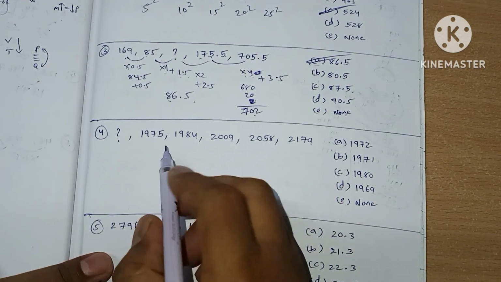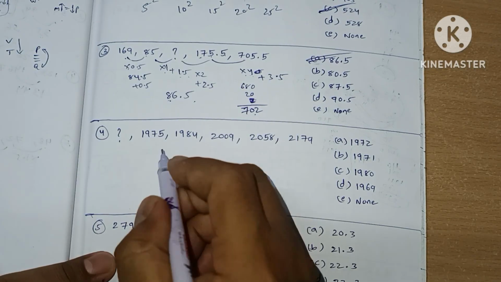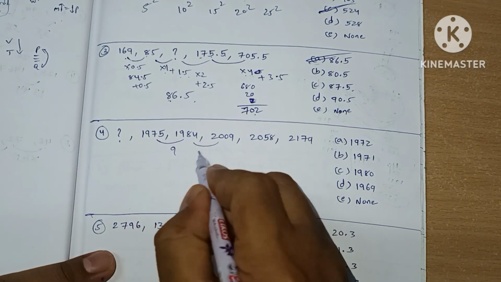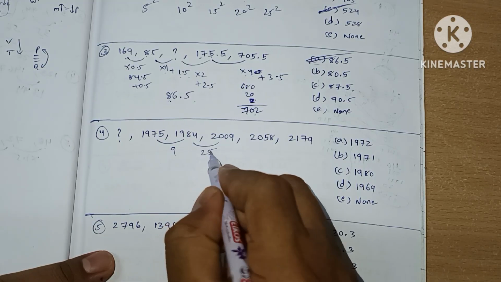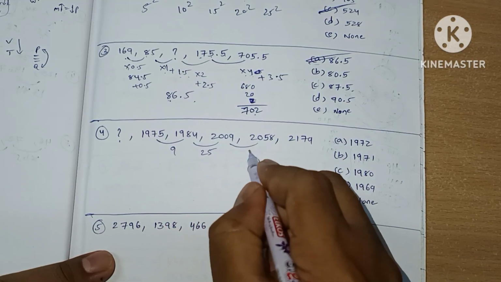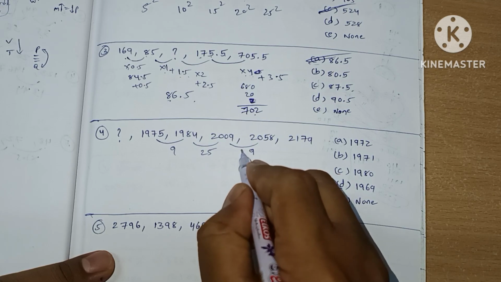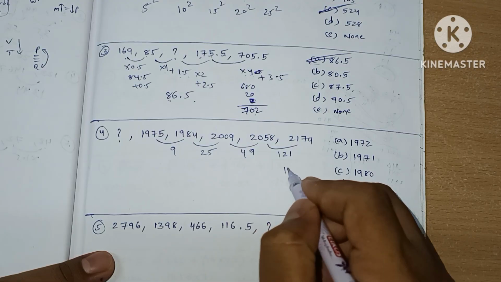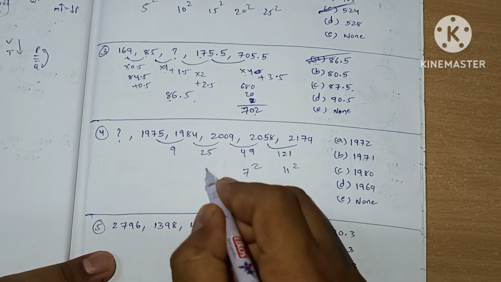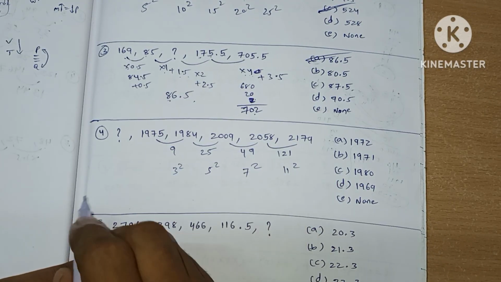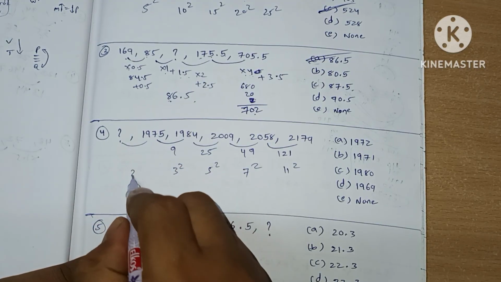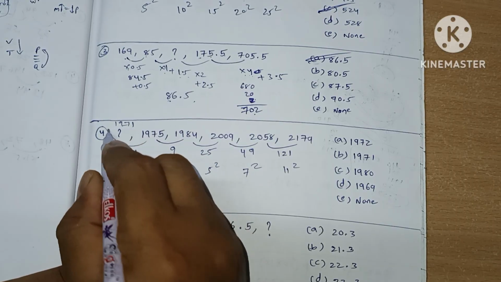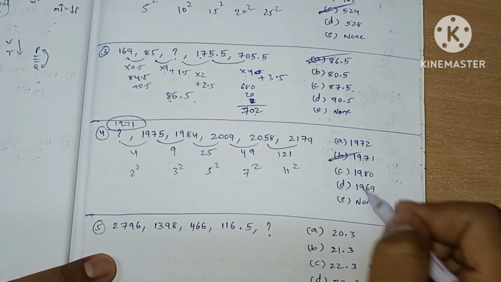Next, fourth one. These numbers are slightly increasing, so we'll go with the differences. Here the difference is 9. Here the difference is 25. Here the difference is 49. Here the difference is 121, which is 11 square, 7 square. This is 5 square. This is 3 square. These are prime squares. So this must be 2 square, 4. So our number will be 1971 is our answer. Option B is our answer.